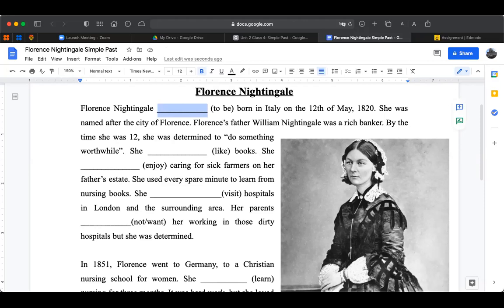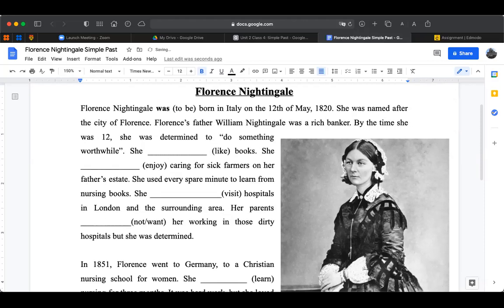Florence Nightingale was born in Italy on the 12th of May, 1820. She was named after the city of Florence. Florence's father, William Nightingale, was a rich banker. By the time she was 12, she was determined to do something worthwhile. She liked it. Ya, termina de leer esa oración.